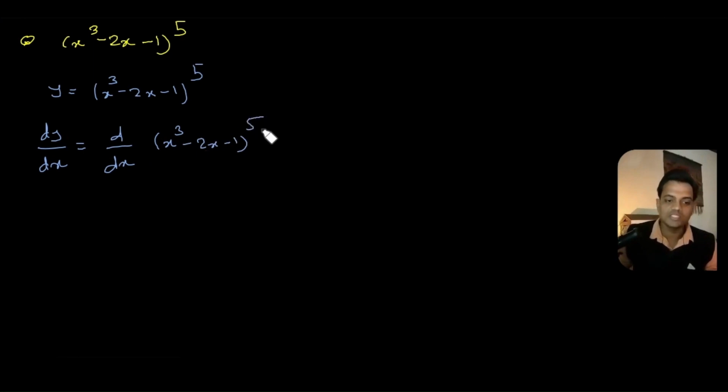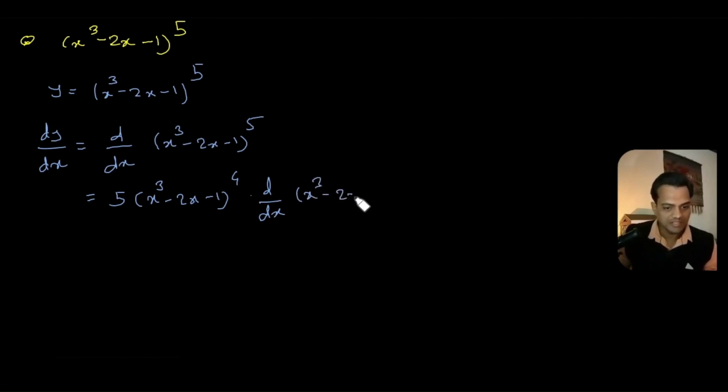Okay, some function raised to the 5, so the power comes in multiplication and then the power will be reduced by 1, and then we have to take the derivative of this particular first function. So it will be x cube minus 2x minus 1, as it is, raised to the power of 5.